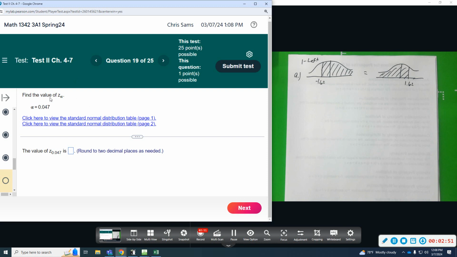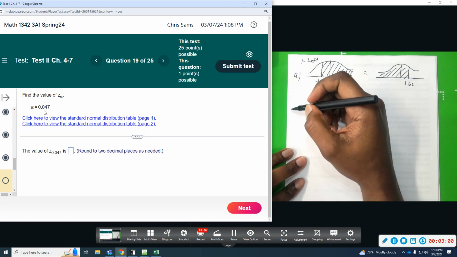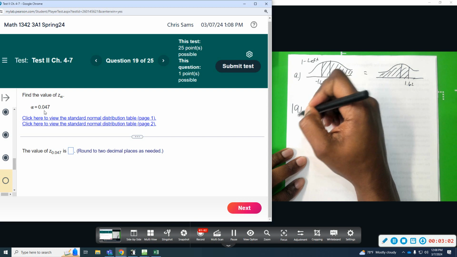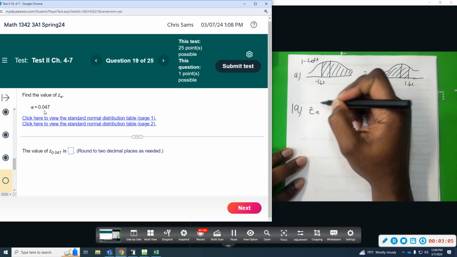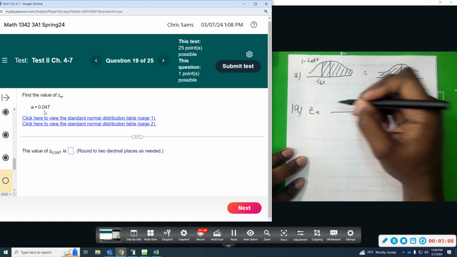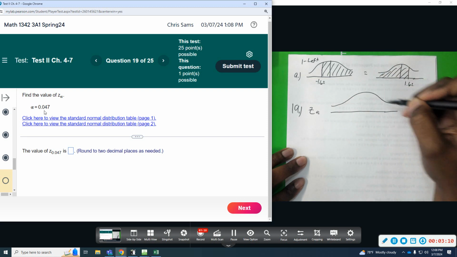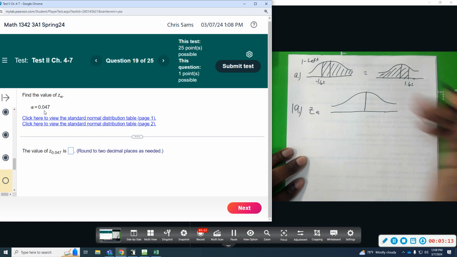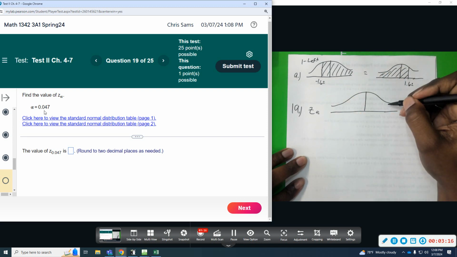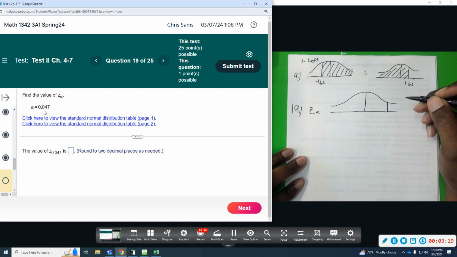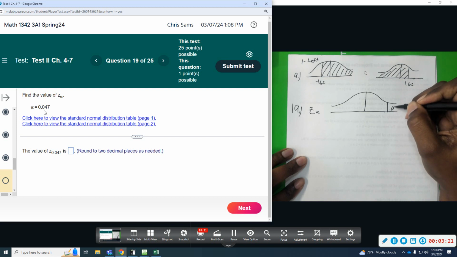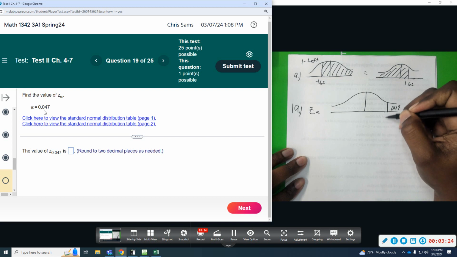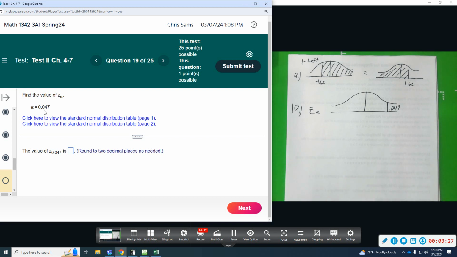Number 19, find the value of Z alpha. So I'm looking for the Z value. They're telling me alpha is 0.047. So remember the definition of Z alpha. It's the area to the right. That's what alpha is. Since it's such a small area, that's telling me that the area to the right is less than 50%, because half is 50. It's got to be something really, really small. With 0.047, maybe I'm looking at something like 2 point something, potentially, because I'm looking for the Z value such that the area to the right is 0.047.